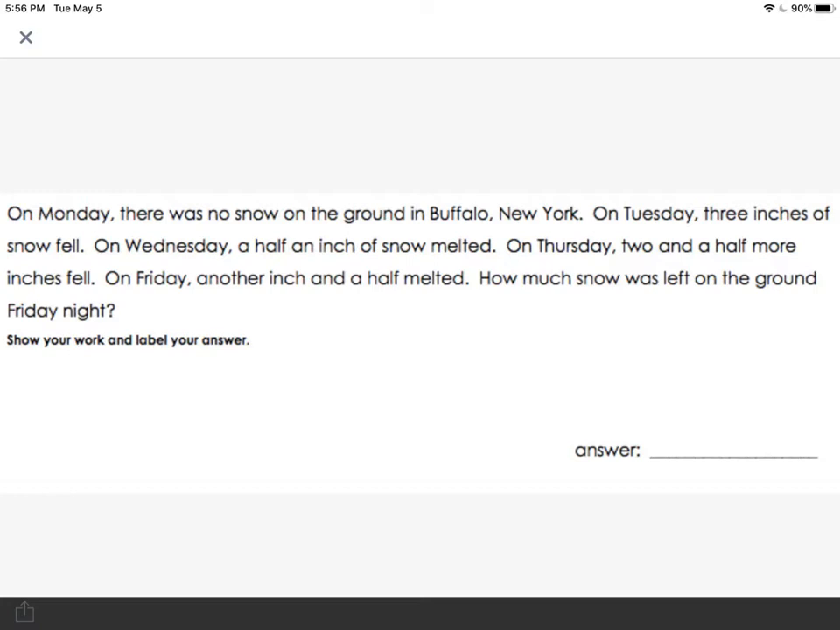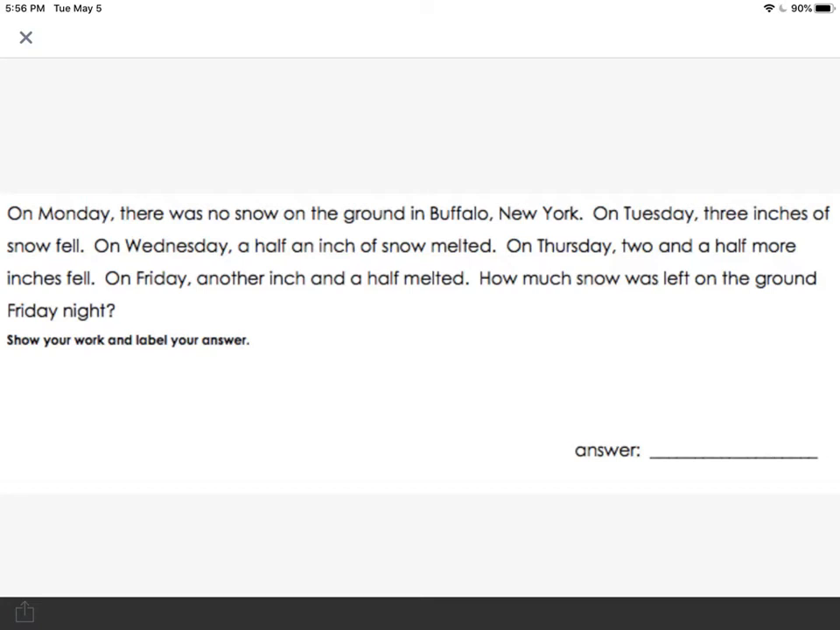So on Monday, there was no snow on the ground in Buffalo, New York. On Tuesday, 3 inches of snow fell. On Wednesday, a ½ inch of snow melted. On Thursday, 2.5 more inches fell. On Friday, another 1.5 inches melted. How much snow was left on the ground Friday night? Whew, that seems like a whole lot of information. This one's going to be pretty hard to keep track of.